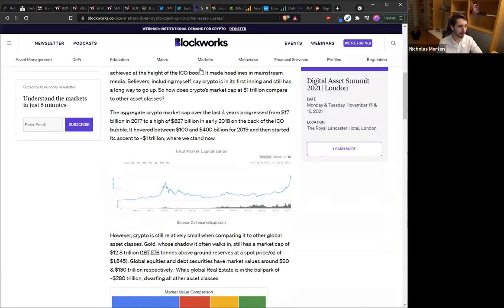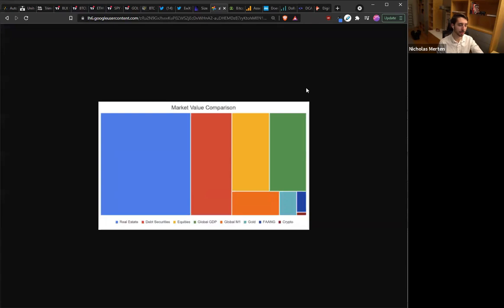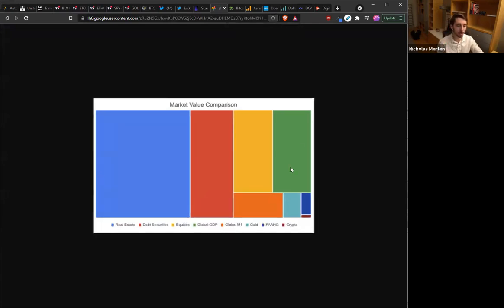This was an article that came out of Blockworks a couple months ago, at the start of the year in January. Even though the visualization here is a little bit off, and crypto is a little bit bigger than this little dot that you see within the chart, we can start to see when we compare markets like real estate, debt securities, so all forms of debt within the system, equities or the stock market, global GDP, global monetary supply, the money supply, gold, the FANG stocks, all the major technology companies, that crypto is relatively small here, right? It's a small cog of the overall equation of the financial system. It is not that big.